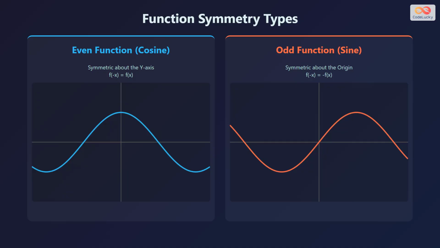Here is a visual summary of even and odd functions. An even function, like cosine, is symmetric about the y-axis. It mirrors perfectly left to right. An odd function, like sine, is symmetric about the origin. If you rotate the graph 180 degrees, it looks the same.